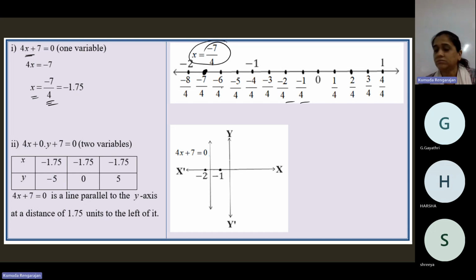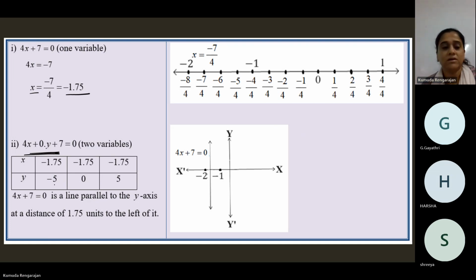All right. That's all. This is how you geometrically represent this linear equation in one variable x. Treat it as a linear equation in two variables x and y. Like this. So you'll get the same answer when you solve, x is equal to minus 1.75. So x is equal to minus 1.75 for any value of y.